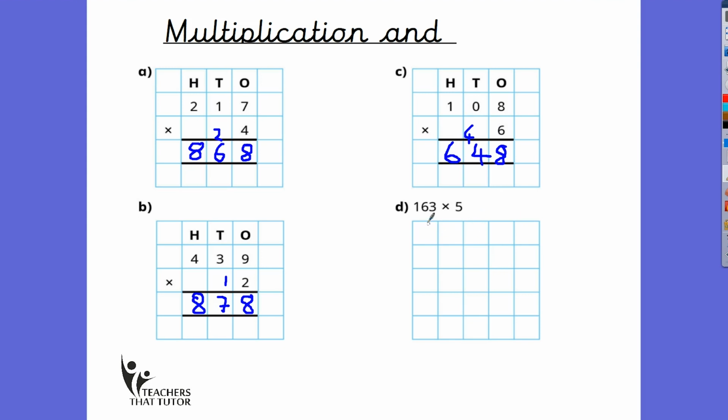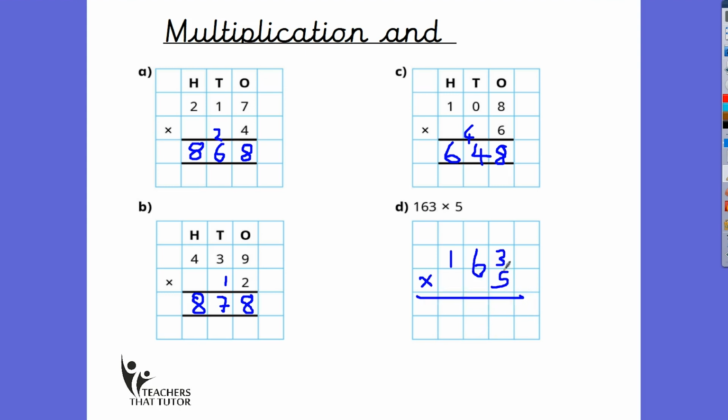For this last one, they've not given you the layout, so we have to make sure we know how to lay it out. So we put the 100, the 6, and the 3 in their own columns. 5 goes underneath the ones. Make sure you've got a line drawn and put your multiplication sign somewhere to remind you to multiply.